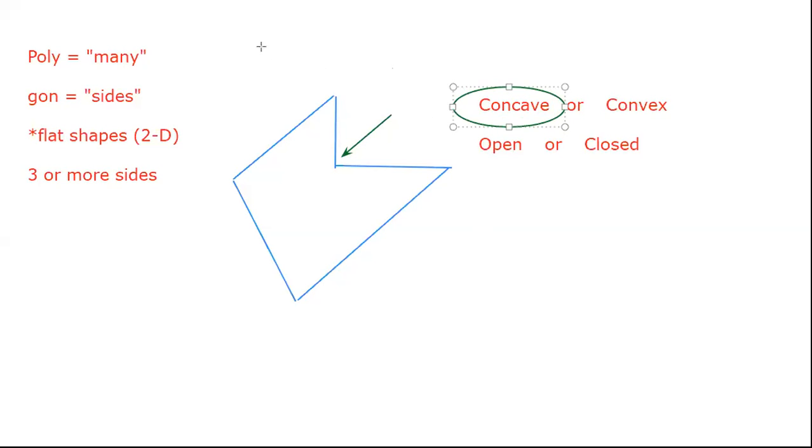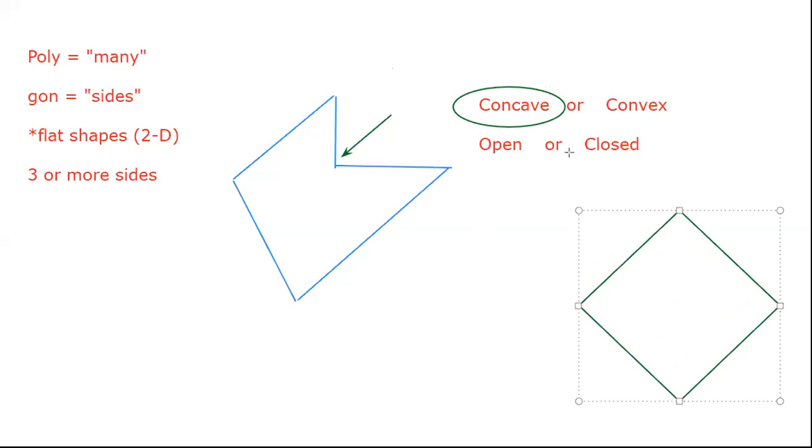Convex is just the opposite. So a convex shape is not dented in. It might look something like that. So convex, no one has caved it in with their hammer. And there's that one. So you can have concave or convex along with open or closed shapes as well.